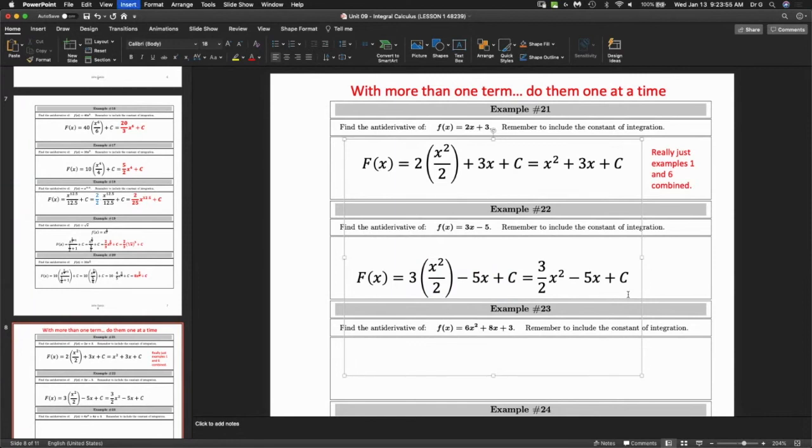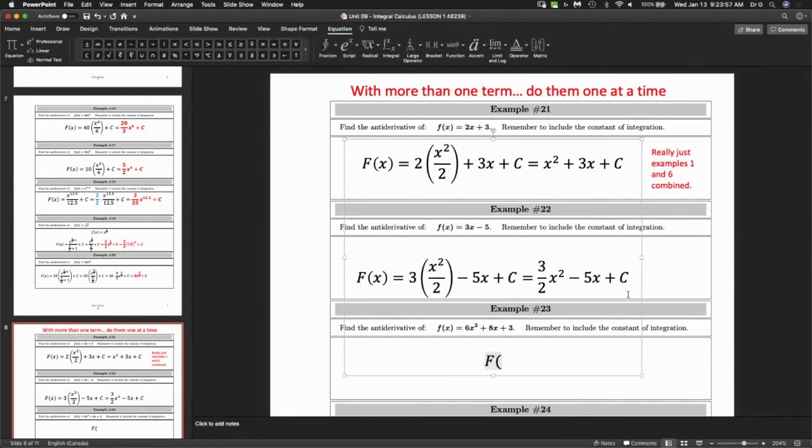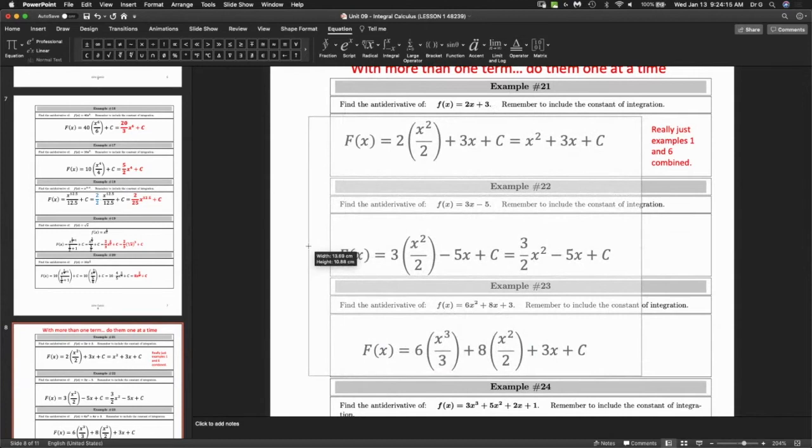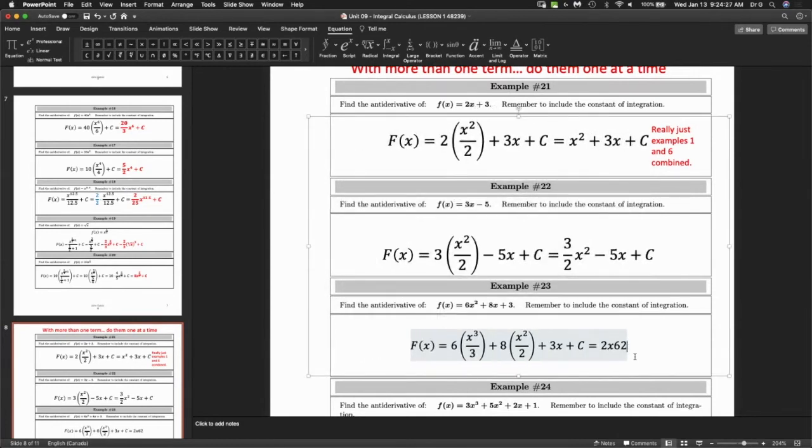The next one's a triple. So now, like figure skating, you're onto your triple spins. So we'll do here 6x cubed over 3 plus 8x squared over 2 plus 3x plus c. And of course, you could clean this up, and I will clean it up in a second. So that's 2x cubed plus 4x squared plus 3x plus c.